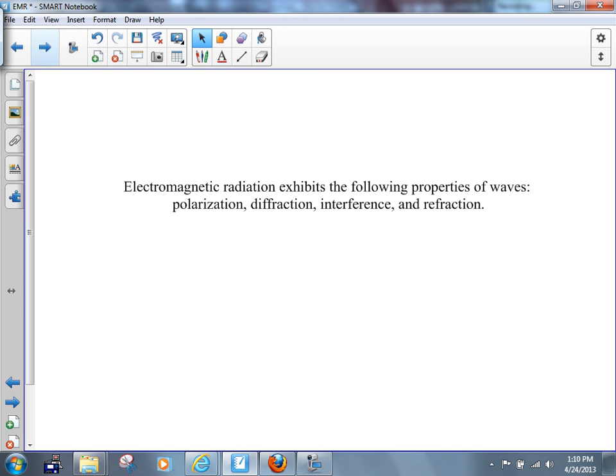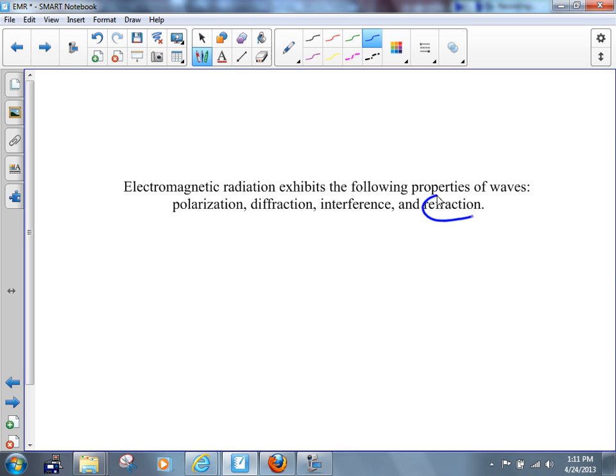Now, electromagnetic radiation, EMR we'll call it for short, exhibits certain properties of waves, but it also exhibits certain properties of particles. We'll talk about those particle properties a little bit more as the unit goes on. For now, we're going to make the assumption that EMR is a wave. We're going to make that assumption because of 4 properties that have been observed in electromagnetic radiation that are wave properties. If this is a wave property and it's observed with EMR, then EMR must be a wave.